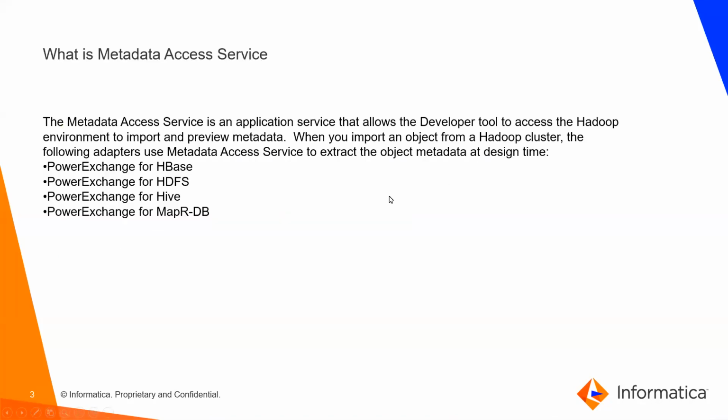Moving on, what is metadata access service? Metadata access service is an application service that allows developer tool to access Hadoop environment to import and review metadata. When you import an object from the Hadoop cluster, the following adapters use metadata access service to extract the object metadata at the design time: HBase, HDFS, Hive, MapRDB.